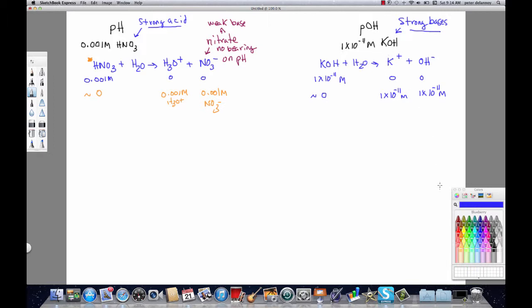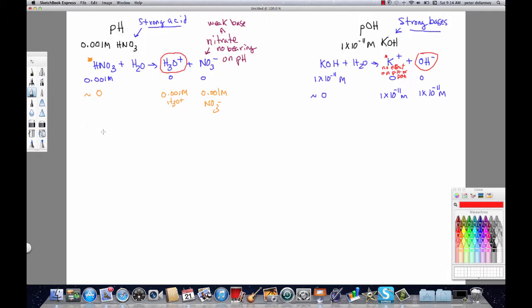All right. Whereas, and I'll put an asterisk by it, the potassium ion has no effect on pH or pOH. That's an important thing to realize about this. It's all about the OH-, and it's all about the H3O+.